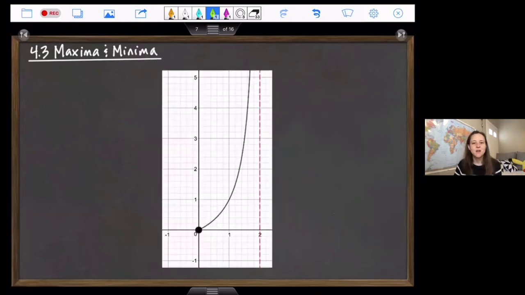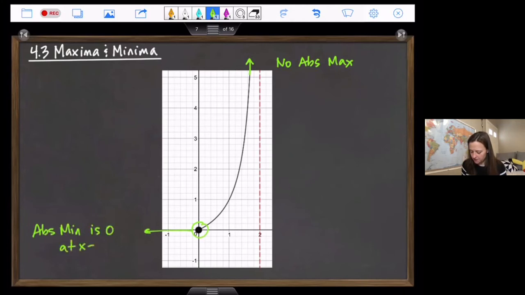Next graph, this one also appears like the x cubed graph to not have a maximum value. So we're going to say there's no absolute max. We got this graph going off towards a vertical asymptote. We know those go on forever without stopping. But we do have this filled in circle down there at the origin. So this can count as the absolute min. Okay, so the absolute min is 0 at x equals 0.